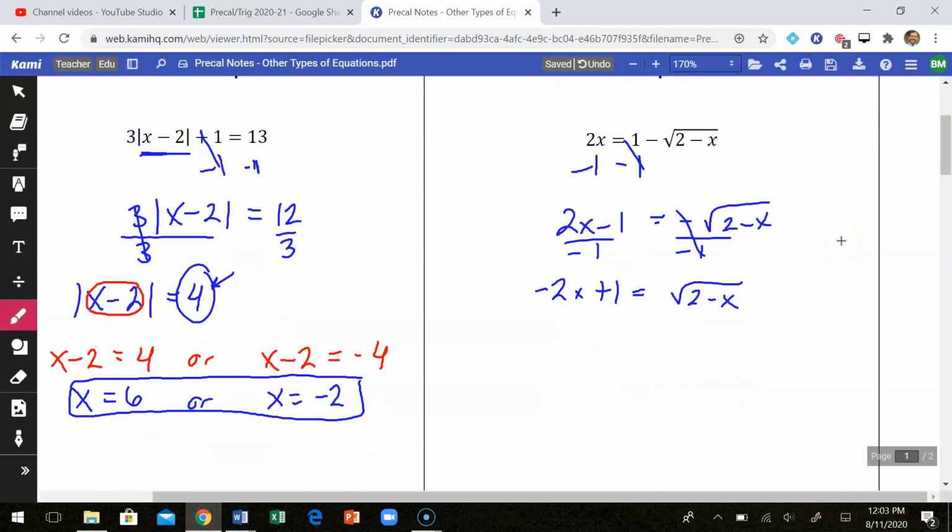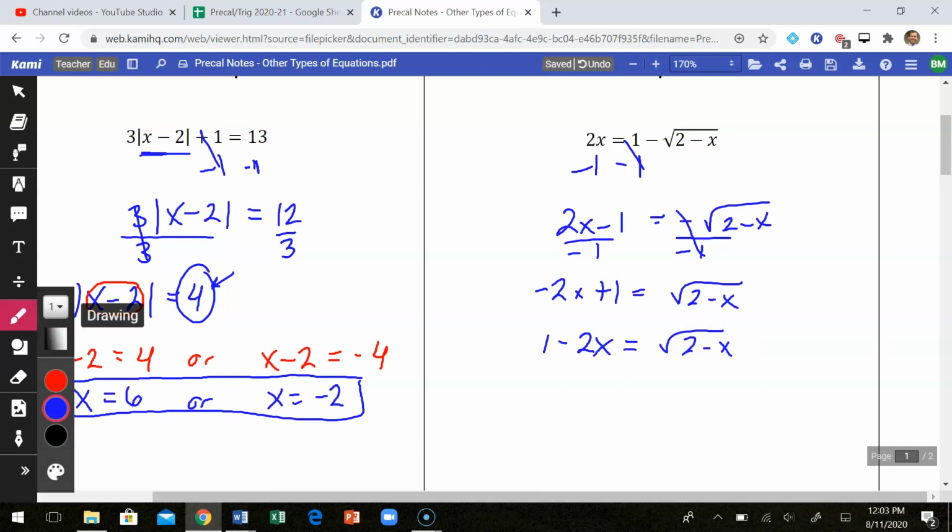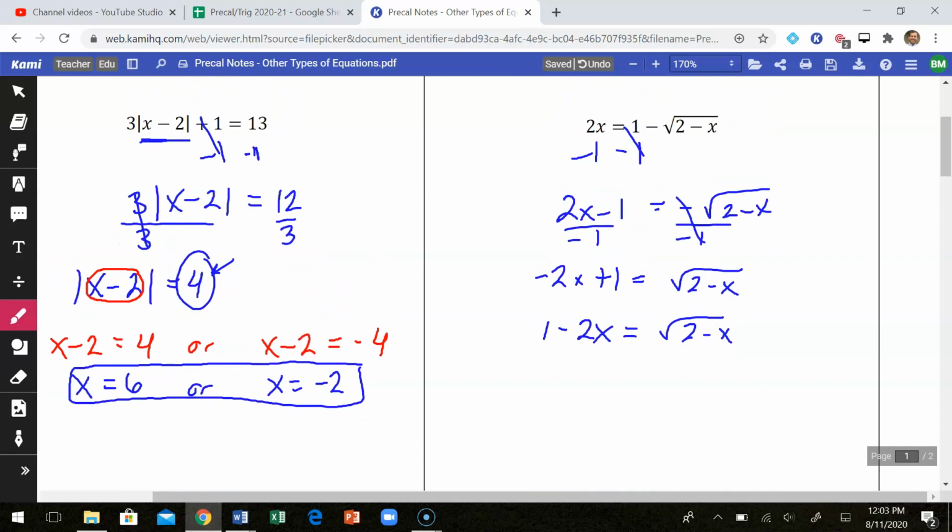Now if you don't like to have your leading term being negative, you can flip these around, which is what I'm going to do. So I'm going to make this 1 minus 2x is equal to the square root of 2 minus x. So I've isolated the square root. Sometimes it's already done for you. Sometimes it takes a little bit of work to get that done. Once you have isolated the square root, I'm going to square both sides. What that's going to do on this side is cancel those out. I know that the right side of my equation is going to be 2 minus x.